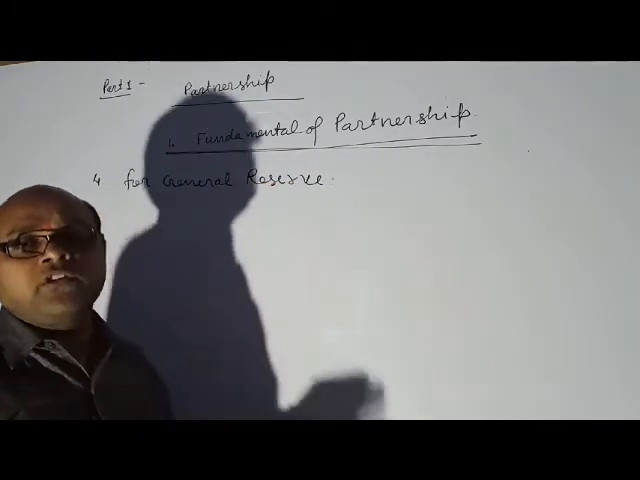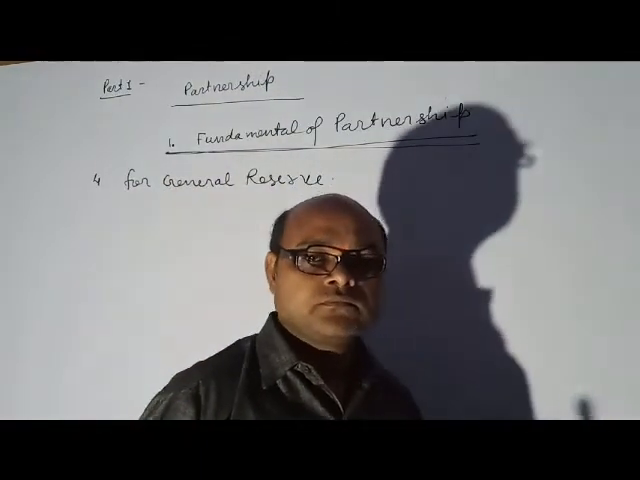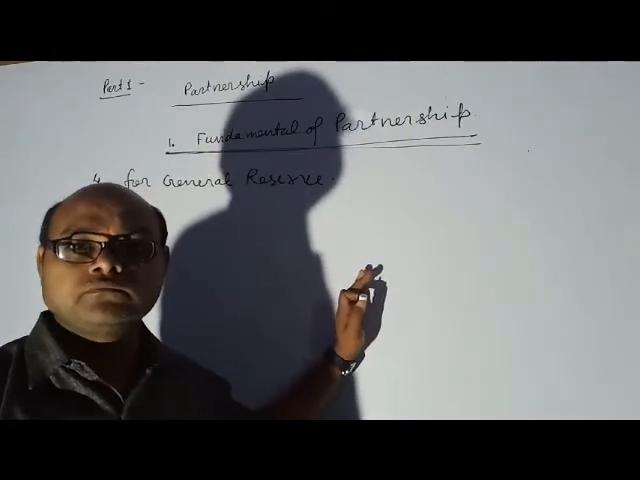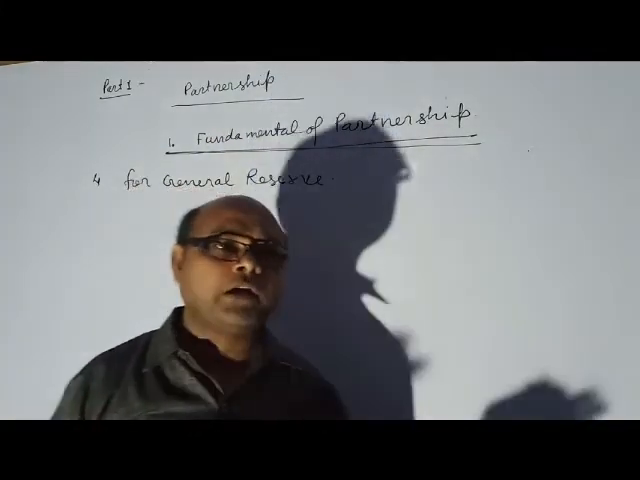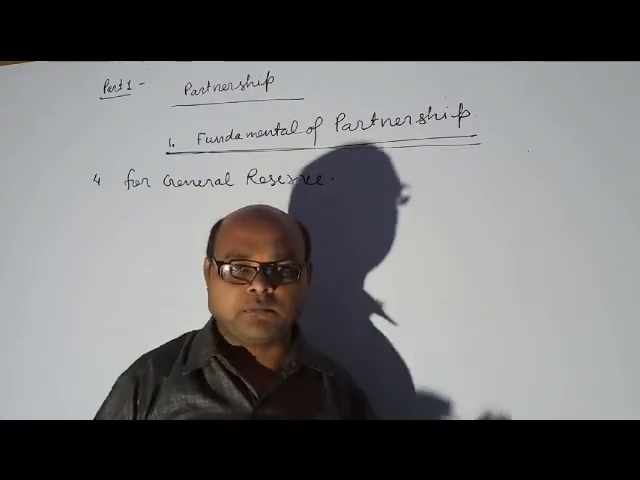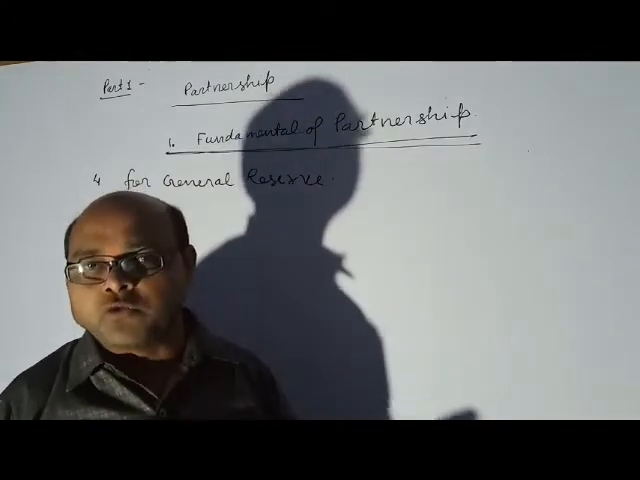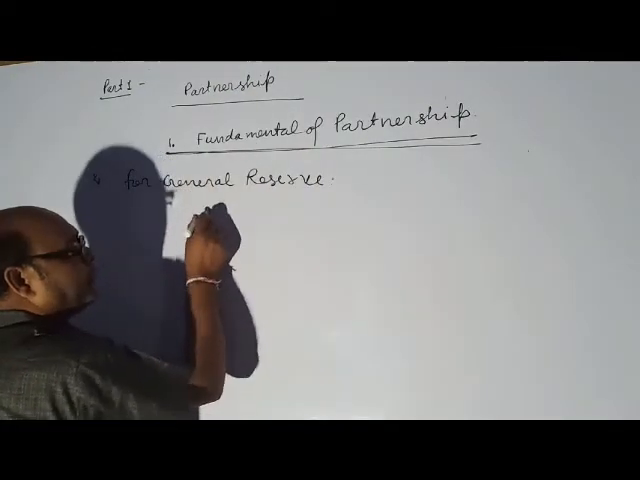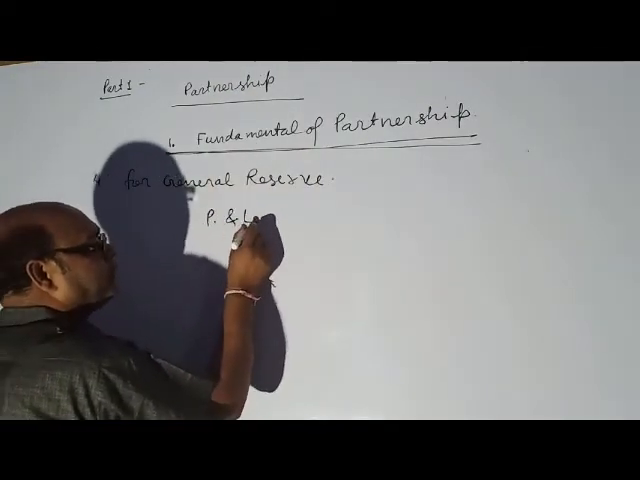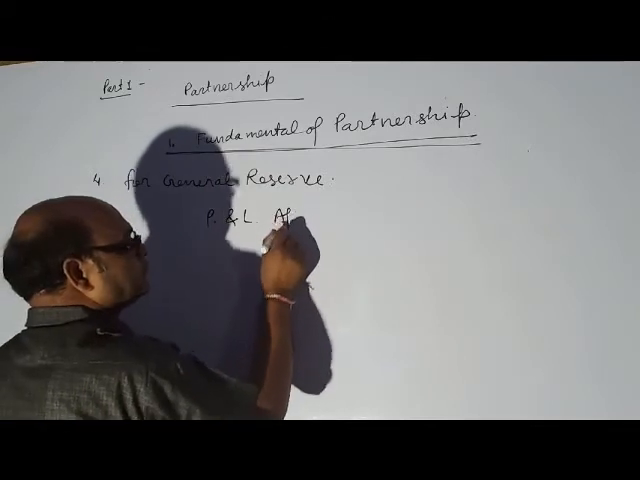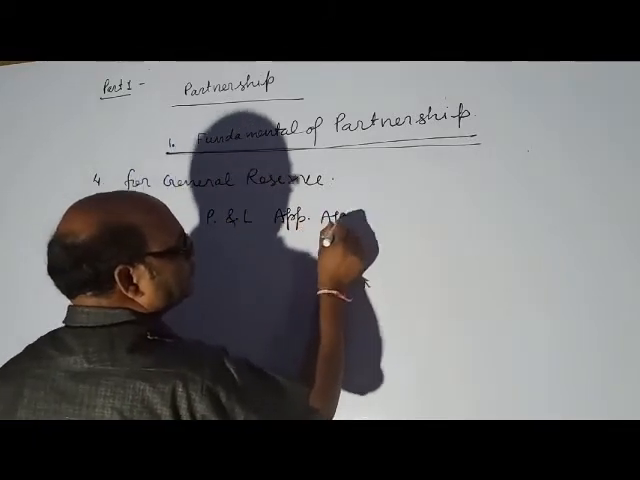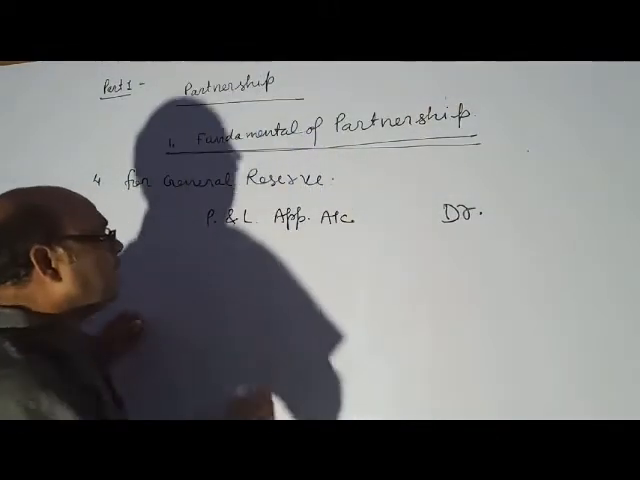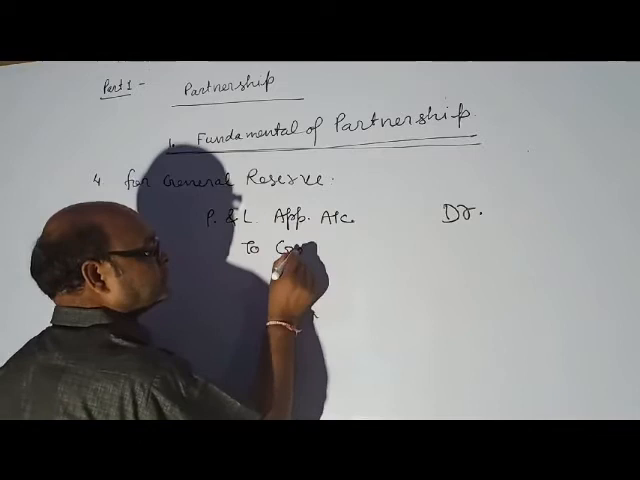For example, general reserve. When you make the reserve from the profit, a definite part of the profit is transferred to the reserve. So profit will be reduced. That is the reason the profit and loss appropriation account will be debited, and this general reserve will be credited.